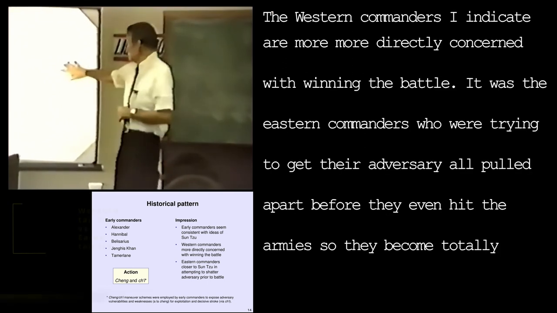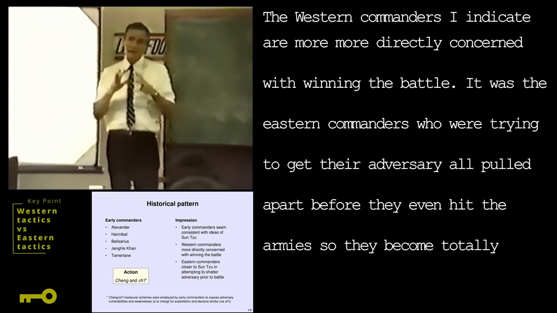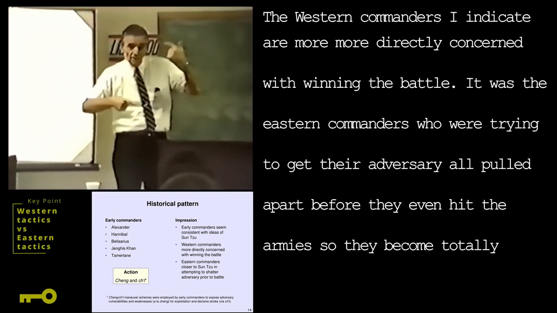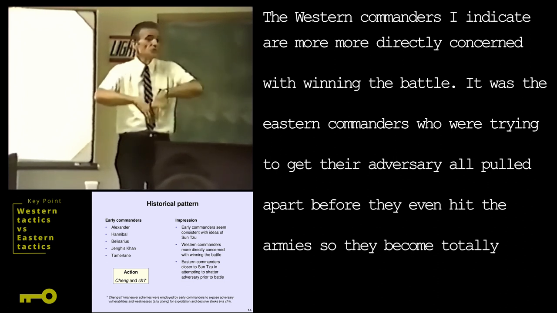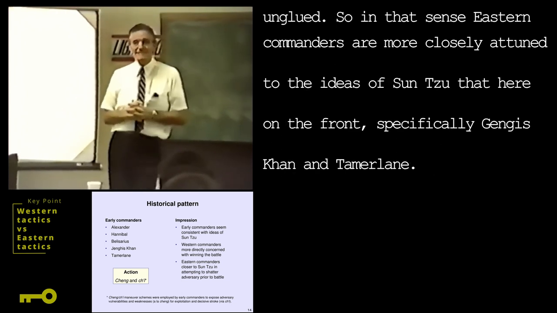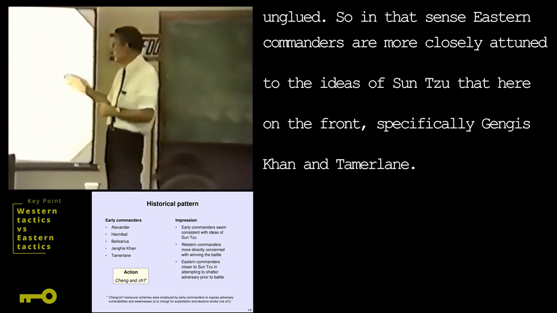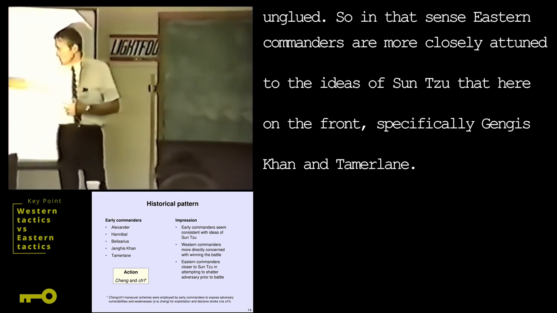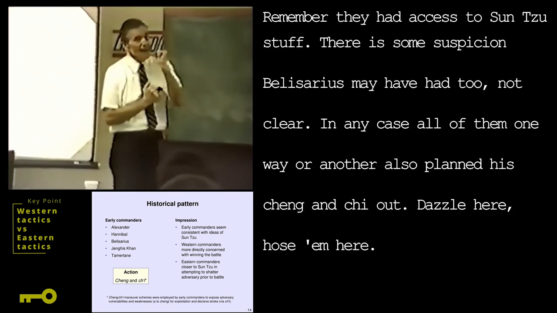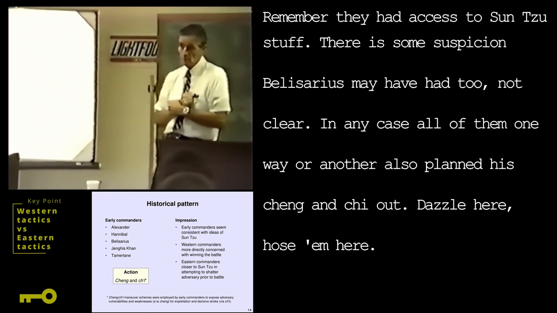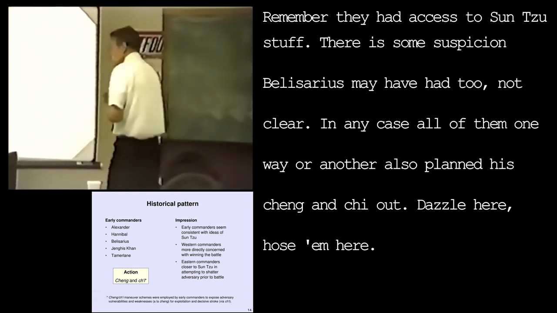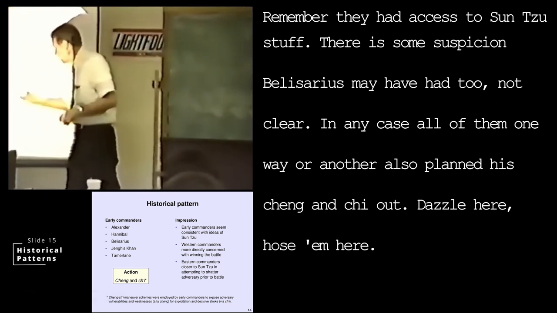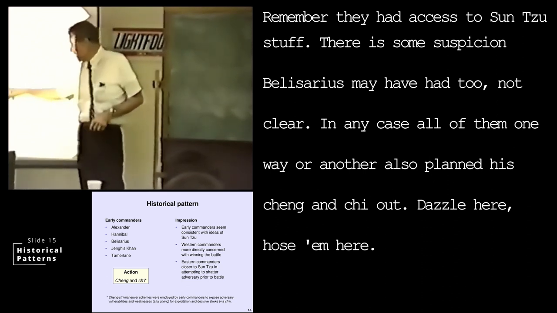The Western commanders, I indicate here, are more directly concerned with winning the battle, whereas the Eastern commanders were trying to get their adversary all pulled apart before they could hit the army, so it came totally unglued. So in that sense, Eastern commanders weren't closely attuned to the ideas of Sun Tzu. Of course, here I'm referring specifically to Genghis Khan and Tamerlane. Remember, they had access to Sun Tzu's writings. There is some suspicion Belisarius may have had too. In any case, all of them, one way or another, also played his chain and chi.